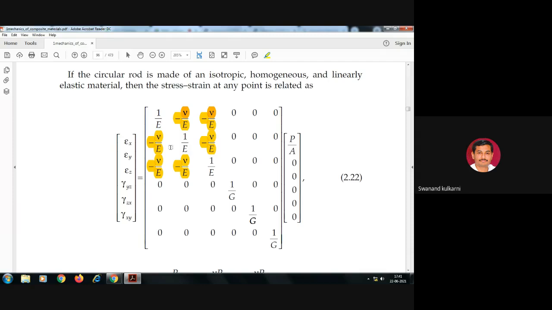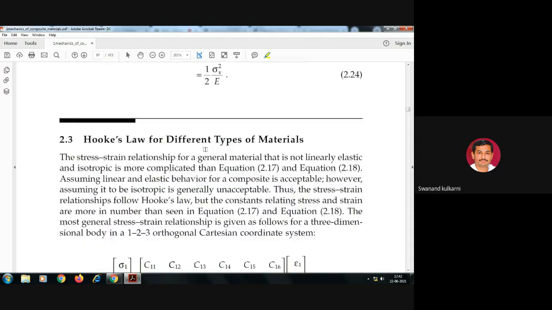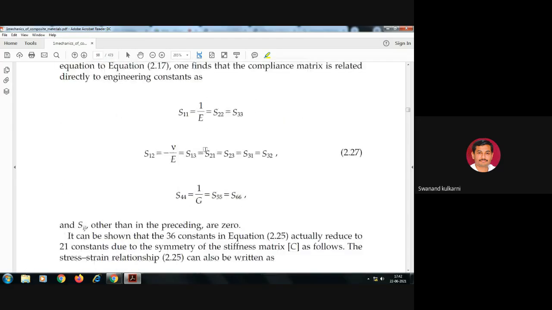Initially, these diagonal elements were equal, and these diagonal elements are represented by S11, S22, S33, and that is given as 1 upon E. But if we consider the remaining six elements now, then S12 here, S13 is here, S21 is here, S23 is here, S31 is here, S32 is here, and all these are, we can say here, minus mu upon E.